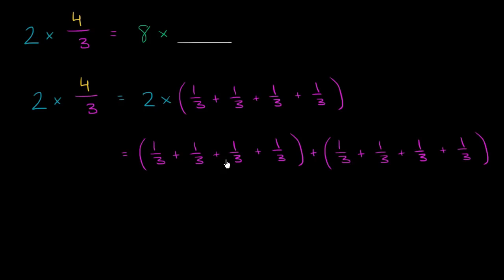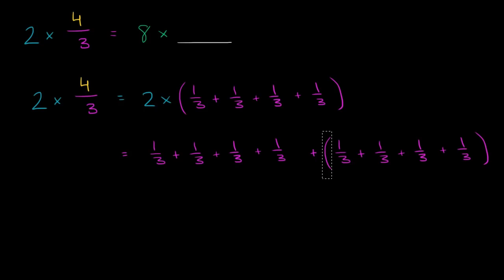We have 1, 2, 3, 4, 5, 6, 7, 8 thirds. This is literally equal to, and just to make it clear what I've just done, we could ignore the parentheses and just add up all of these things together. So that might make it a little bit clearer. So let me do that. Just to make it clear that I've taken 8 1/3s and I'm adding them together, which is the exact same thing as 8 thirds.